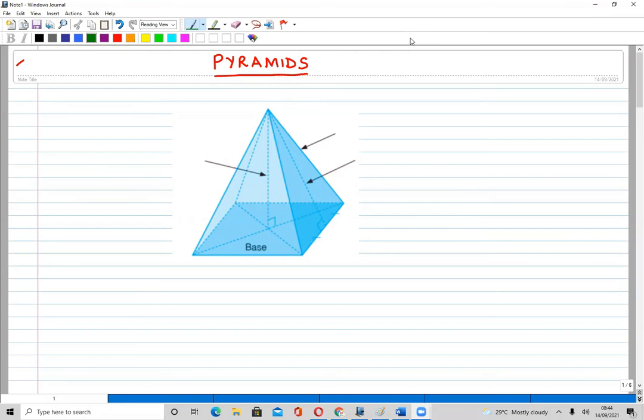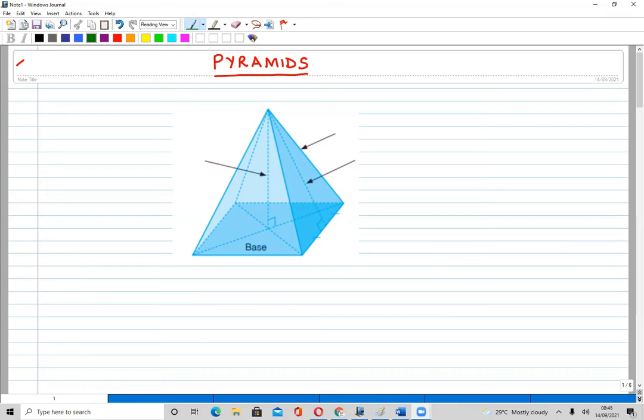So, in our lesson of today, let us look at pyramids. So, let's first of all name what a pyramid is. Okay. So, I believe that in your primary, you learned that a pyramid is a solid in which one of the faces is a polygonal base and the other slanting faces are triangles joined to the edges or sides of the base.